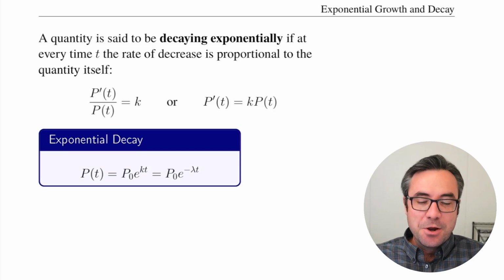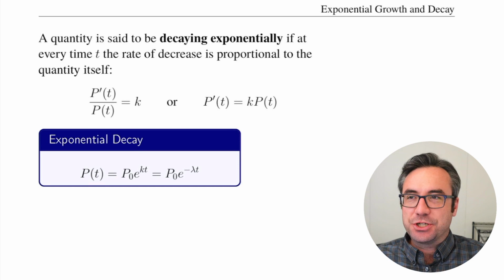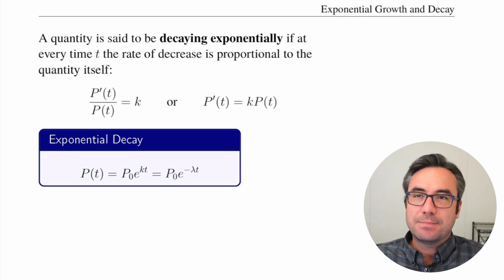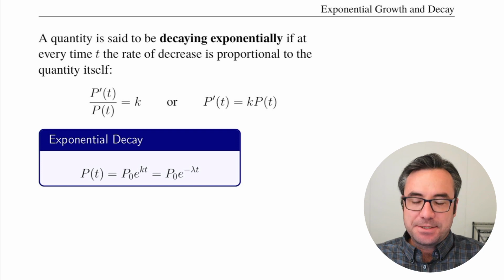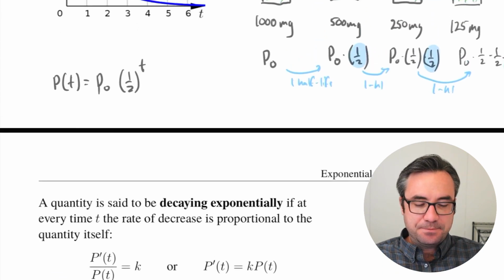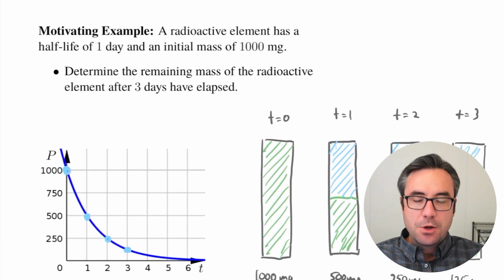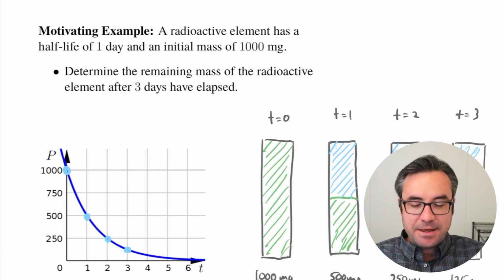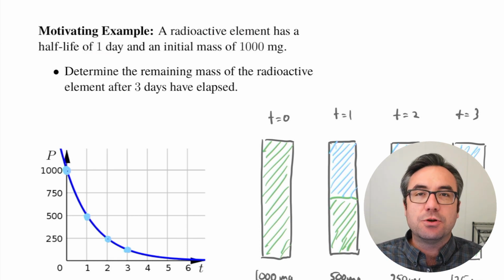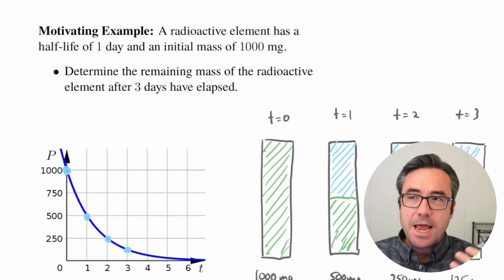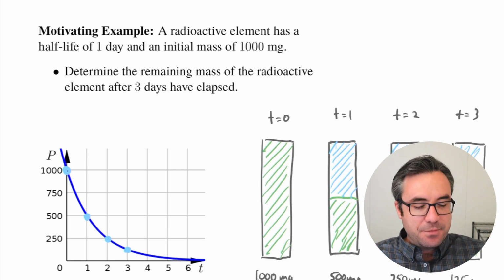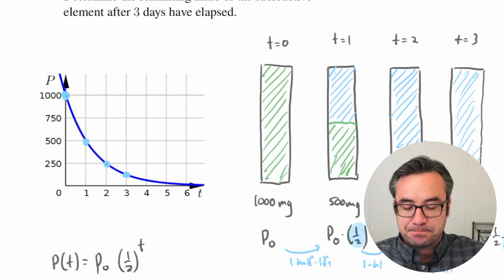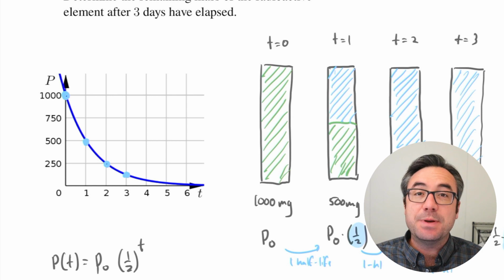All right, welcome everyone. We're going to keep going exploring exponential functions, and now we're going to be looking at exponential decay. We looked at this motivating example where we were talking about radioactive decay. We were investigating this particular radioactive element that we said had a half-life of 1 day and an initial mass of 1,000 milligrams. And what we saw is that after a few days, we had some data points, and they all fit on this exponential curve.